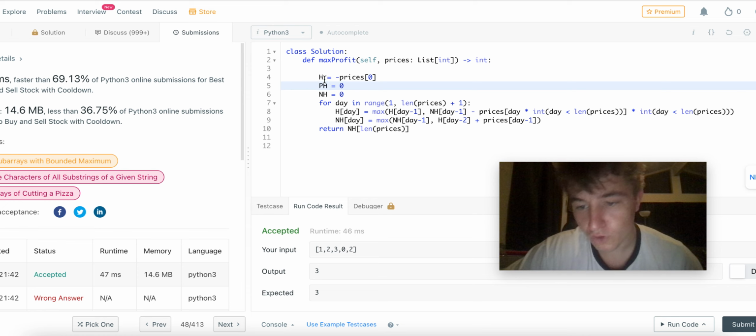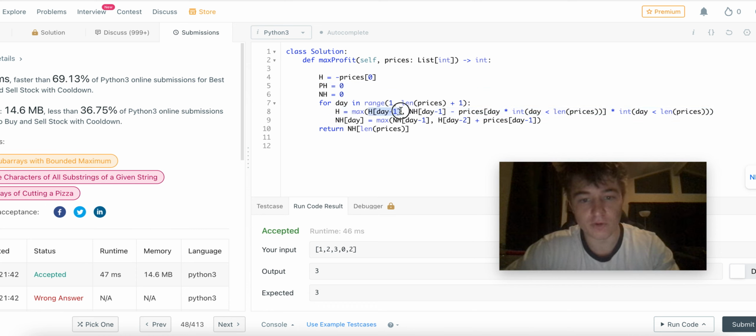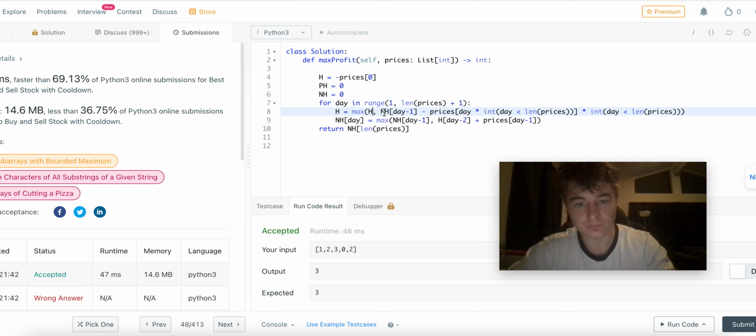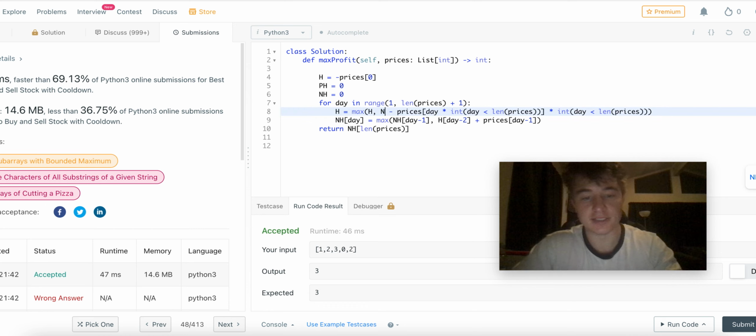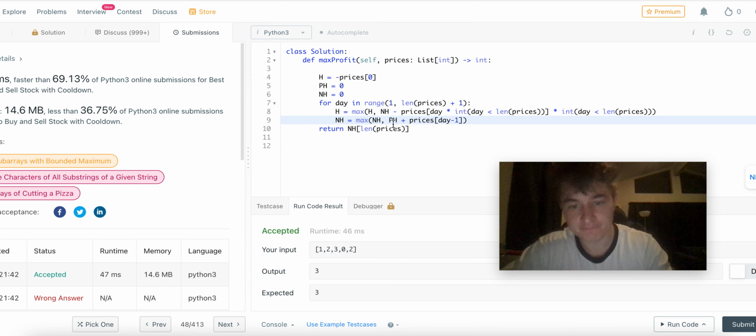Okay. So I can use these 3 constants, and I could say, well, holding at a day is the maximum of holding at the previous day, not holding, the previous day's not holding, minus this times this, okay. Not holding now is what not holding used to be. This would be prev holding at the previous day.